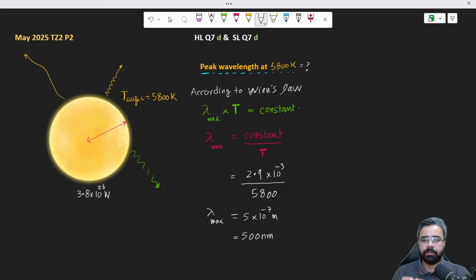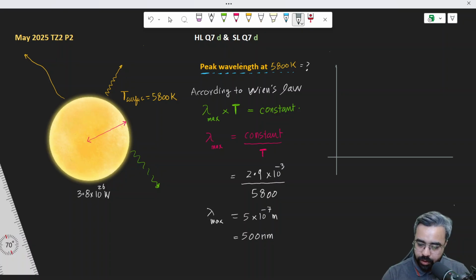Now, which light has a wavelength of 500 nanometer? You can say it is a blue-green light, or it can also be green-yellow light. Because this 500 nanometer is in between blue-green and green-yellow light, that is what will appear to your eye at this surface temperature.